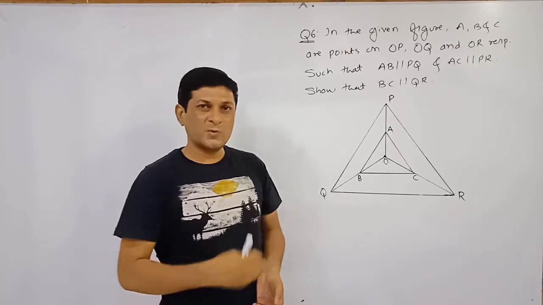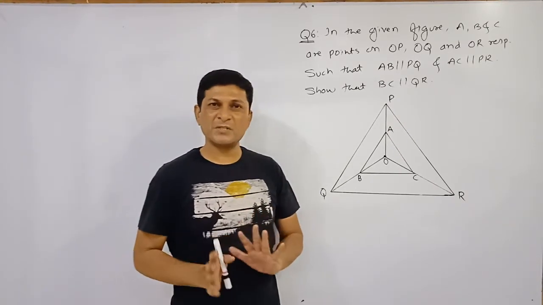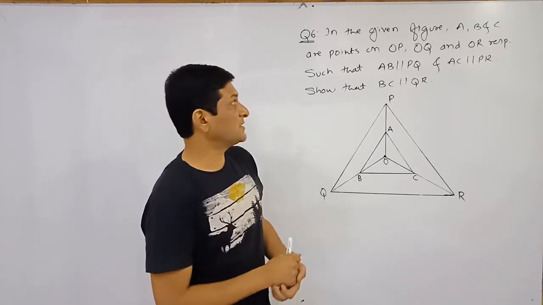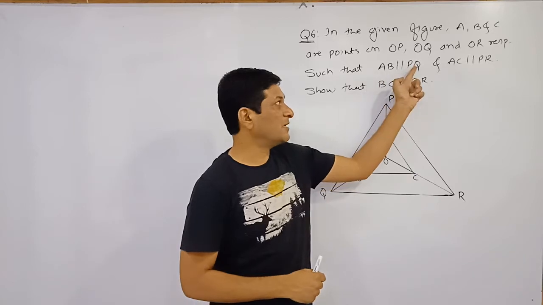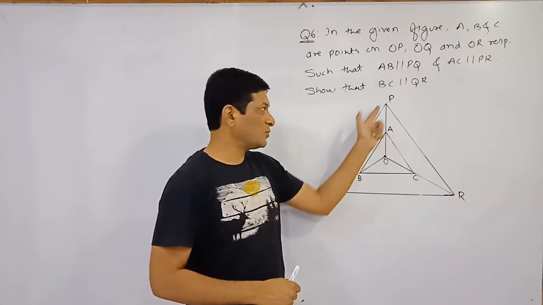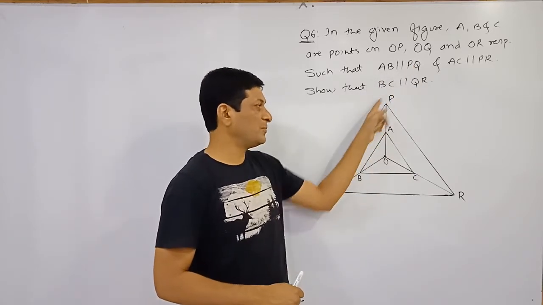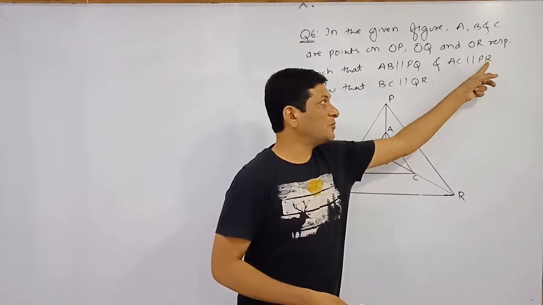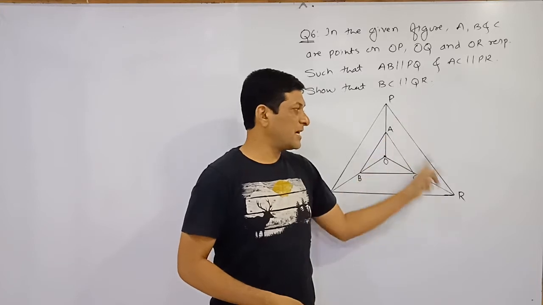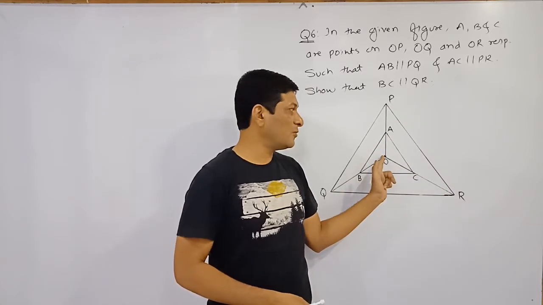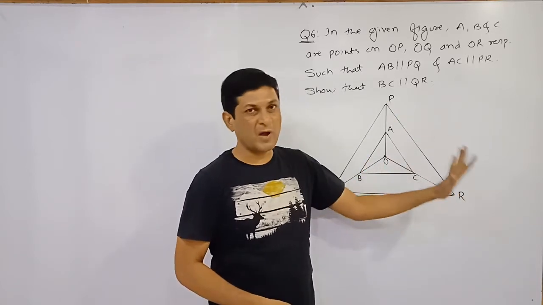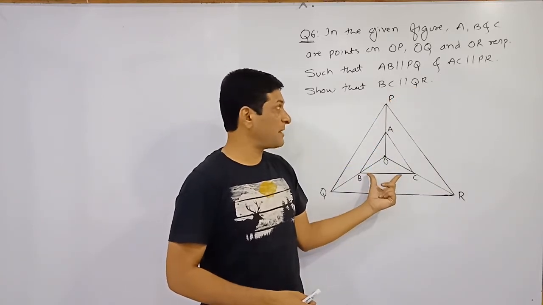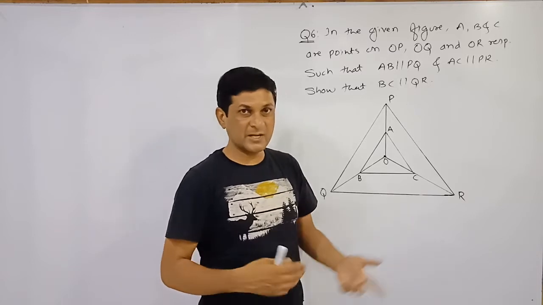Now let us try to solve question number 6. Question number 6 is very similar to question number 5, but still we will solve it. It is given that AB is parallel to PQ, which means in triangle OPQ we are able to apply BPT. Again, AC is parallel to PR is given, which means in triangle OPR we are able to apply BPT. Now we have to prove that BC is parallel to QR. This is our required result.